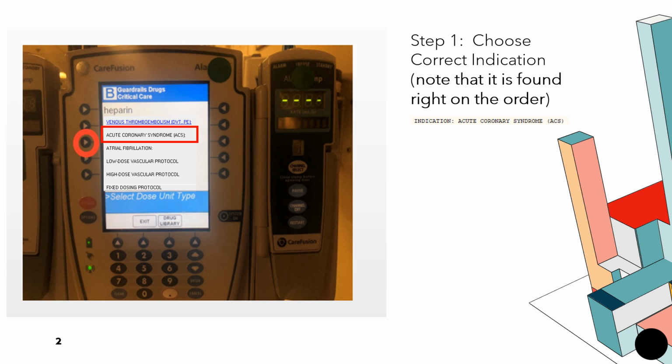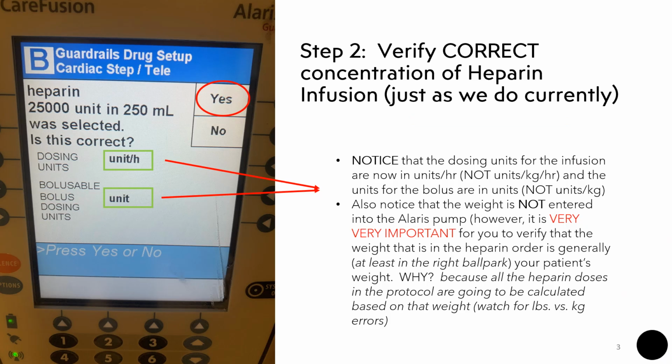So the first step is to choose the correct indication. And notice that it is found right on the order. As we saw before in the previous slide, the indication in this patient was acute coronary syndrome. Step 2 is to verify the correct concentration of the heparin infusion, just as we do currently. You notice in this case, it is heparin 25,000 units in 250 milliliters.